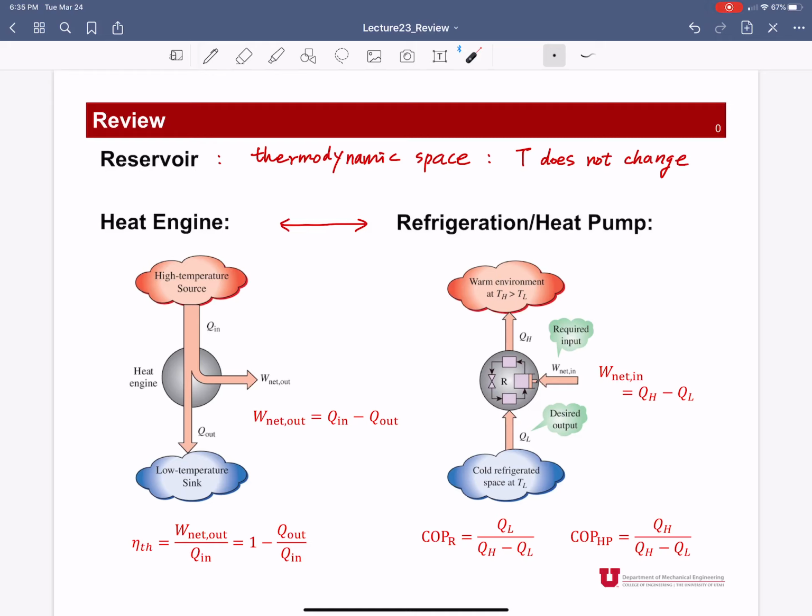In the same way, we can define the COP for heat pump as the desired output, which in this case is QH, divided by required input, in this case W net in, or QH minus QL.